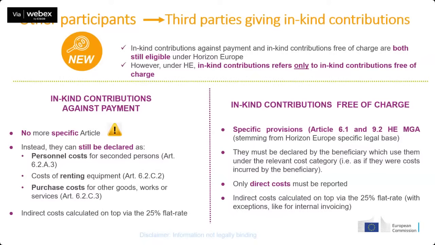So if you have a seconded person, for instance, against payment, you will not have a specific article for this in-kind contribution, but you can declare the cost under the personnel cost category for seconded persons. The same for renting equipment or for purchasing. So here the main idea is that both free of charge and against payment, you can have them in Horizon Europe, okay? And they must be declared by the beneficiary which uses them, as if they were their own cost. So this is the logic we apply in Horizon Europe. I hope it's clear.